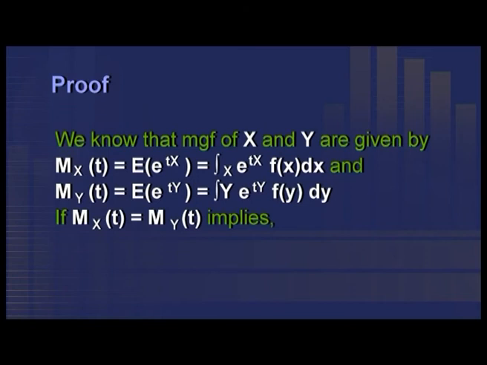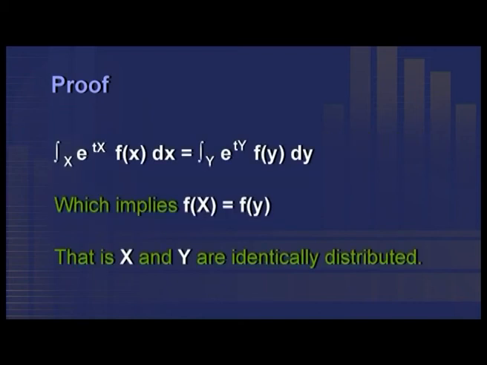If Mx(t) is equal to My(t), it implies the integral over x of e^(tx) f(x) dx is equal to the integral over y of e^(ty) f(y) dy, which implies f(x) is equal to f(y). That is, X and Y are identically distributed.